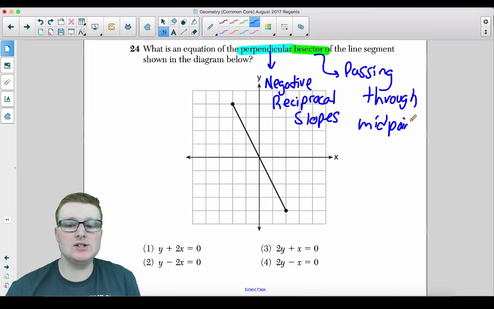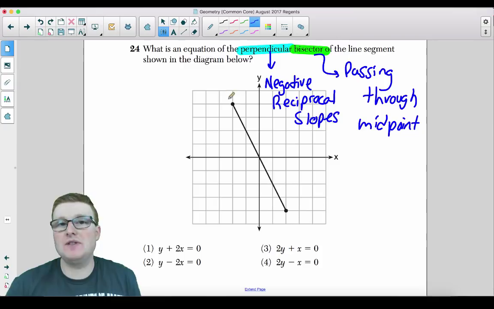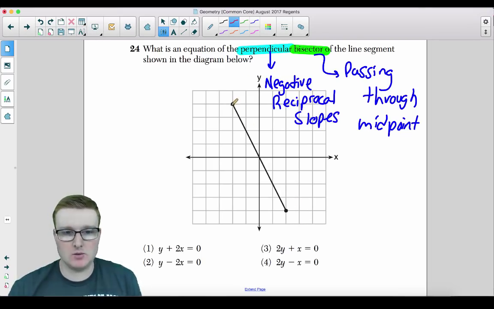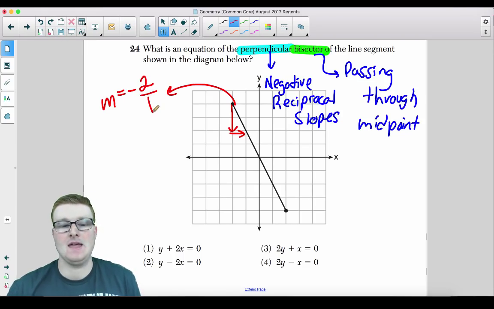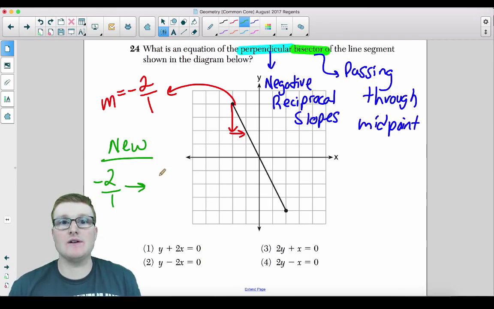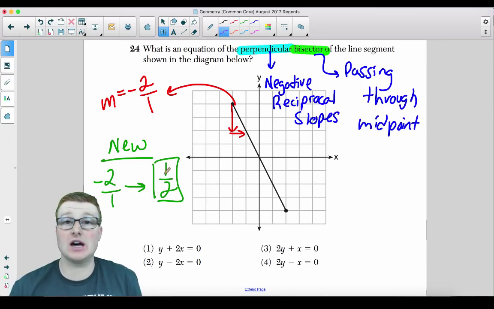So what we need to do is find a couple of things. We need to calculate the slope of this line, take the negative reciprocal, then calculate the midpoint. Let's take a look. The slope of this line, we could even just eyeball it. It looks like we're going down by 2 and to the right by 1. So the slope of this line is down 2 over 1. That means that the slope of the new line, if we take negative 2 over 1, flip it and change the sign, is a half. We just got our new slope.